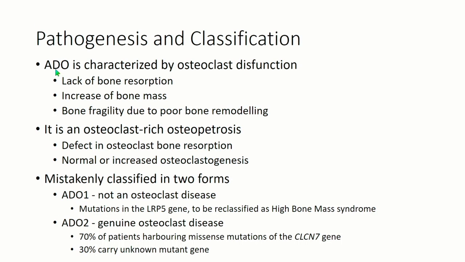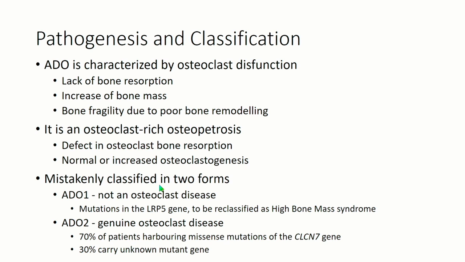So ADO is characterized by osteoclast dysfunction, which means that there is a lack of bone resorption and an increase of bone mass, although these bones are fragile, so there is bone fragility due to poor bone remodeling. It is what is called osteoclast-rich osteopetrosis, meaning that the defect is in the osteoclast bone resorption, whereas the osteoclastogenesis is normal or even increased.